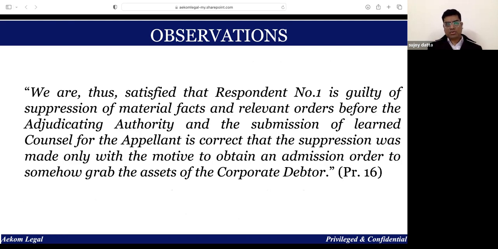What was held by the court on this ground was, we are thus satisfied that respondent number 1 is guilty of suppression of material facts and relevant orders before the adjudicating authority, and the submission of the learned counsel for the appellant is correct, that the suppression was made with motive to obtain an admission order to somehow grab the assets of the corporate debtor.